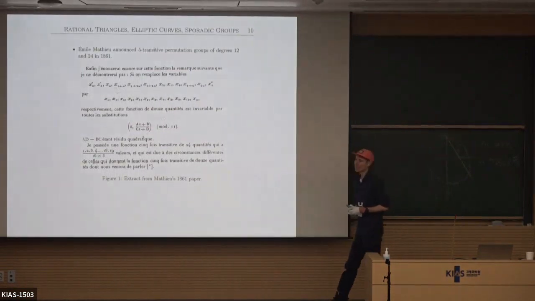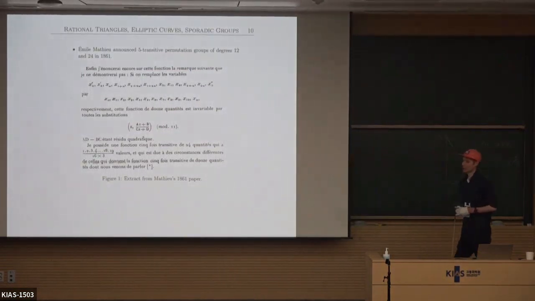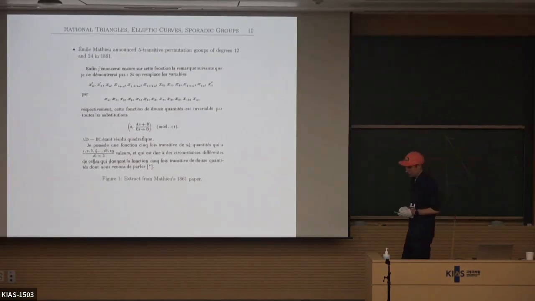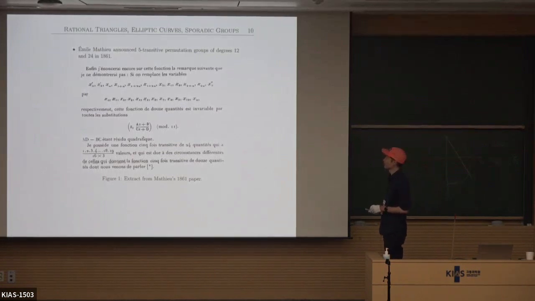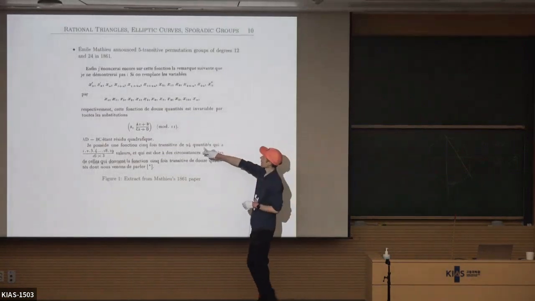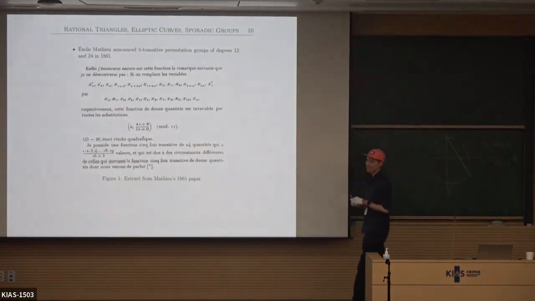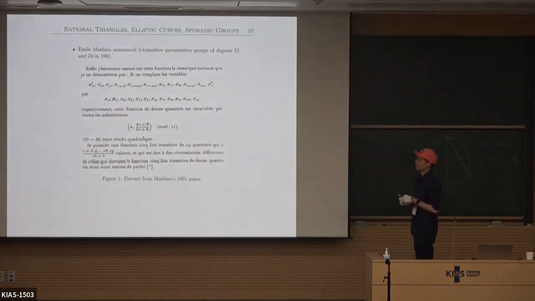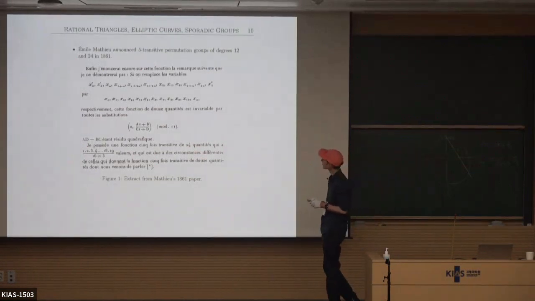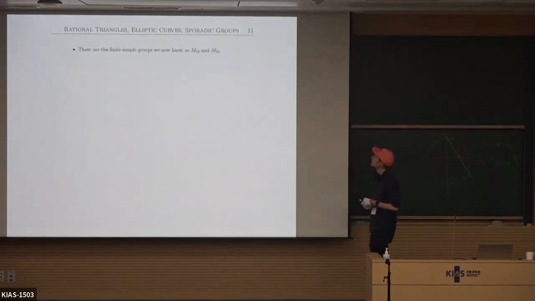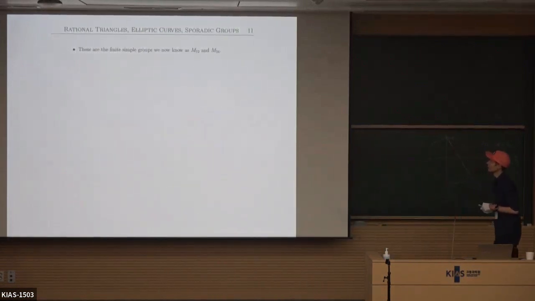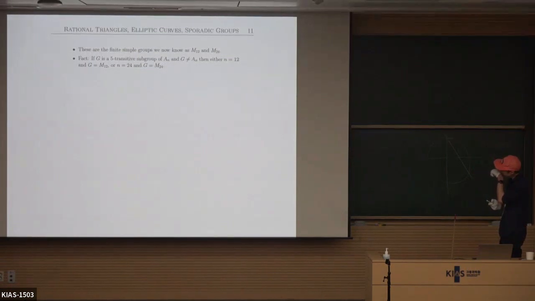He doesn't really say a lot, and it was controversial for a while whether or not there was even such a group. It turns out there is. So the paragraph before, he's just essentially describing PSL(2,11) as a subgroup of M12. Okay, so these are the finite simple groups M12 and M24.